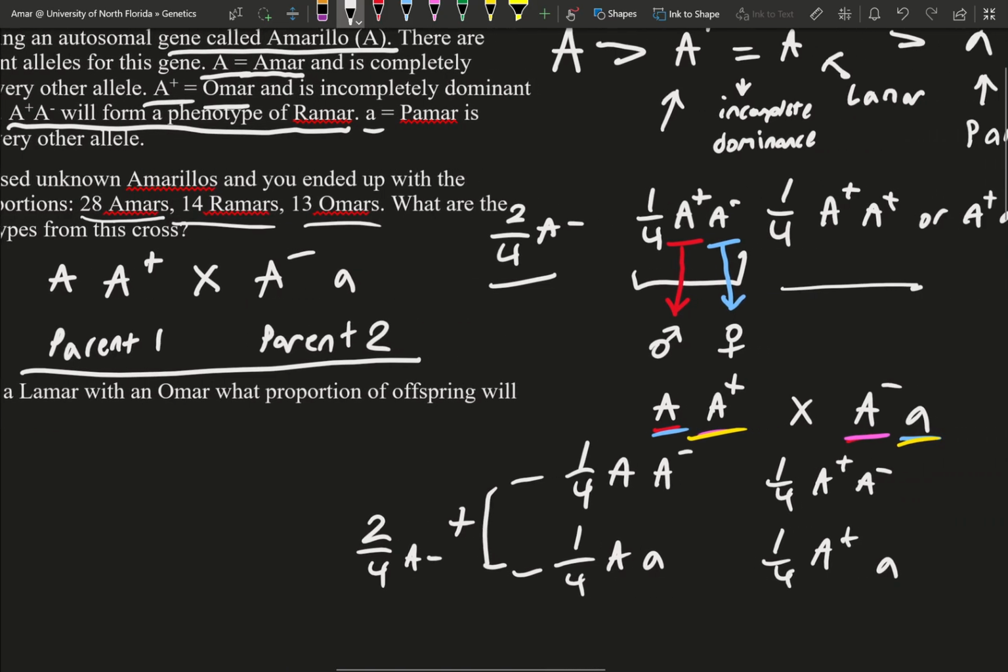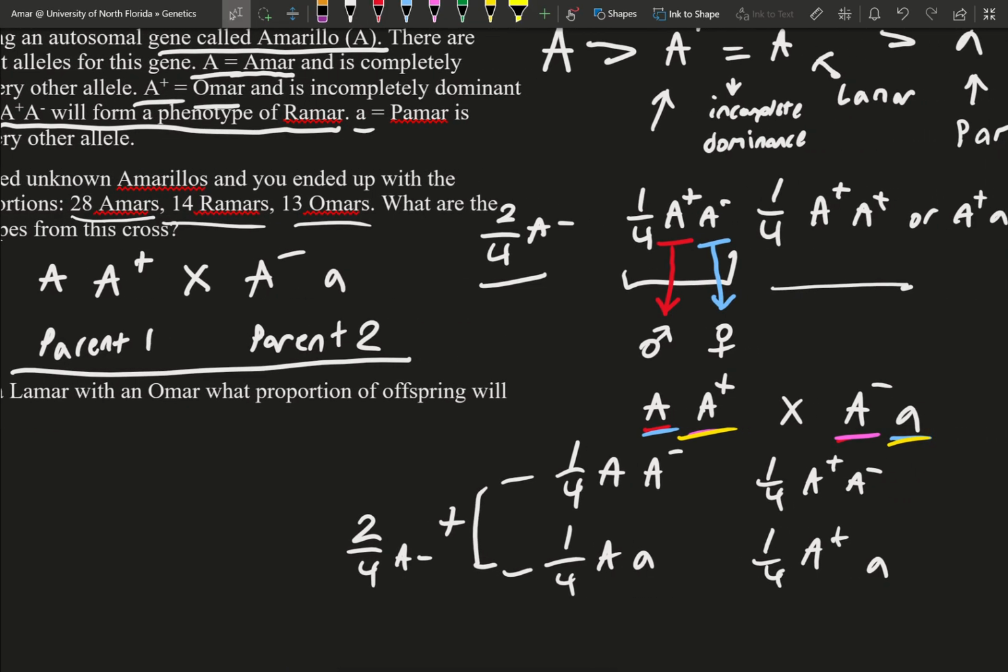Always apply this rule: you look at the product that you have, which is big A plus and big A minus. Those two had to have come from different parents, and because they came from different parents, you now have a clue on how to align your genotypes for each particular parent.